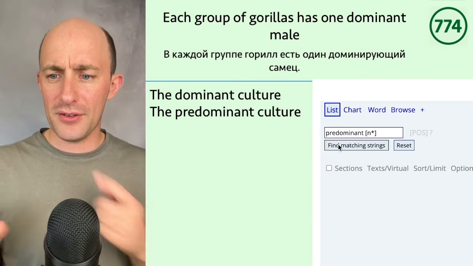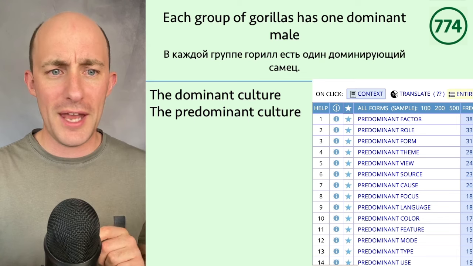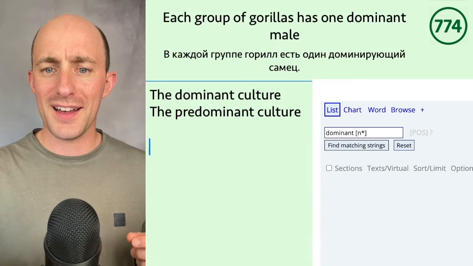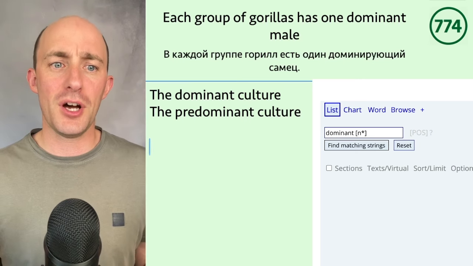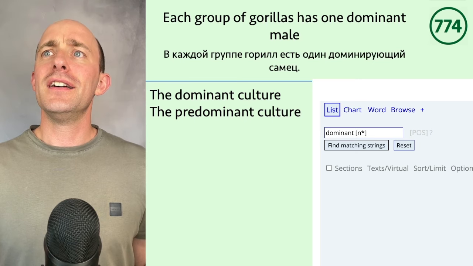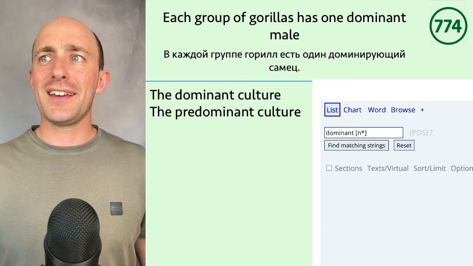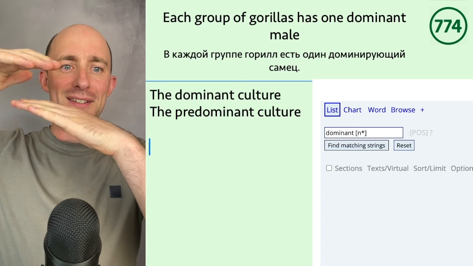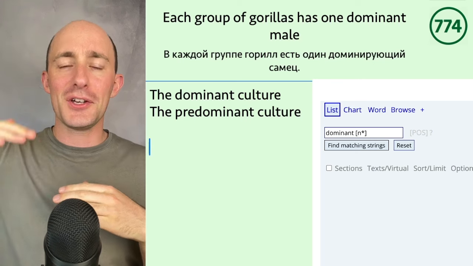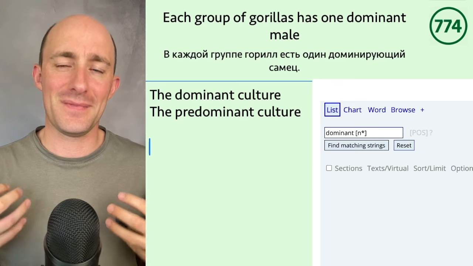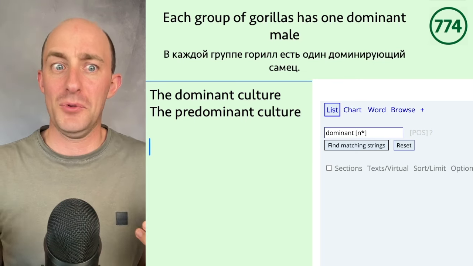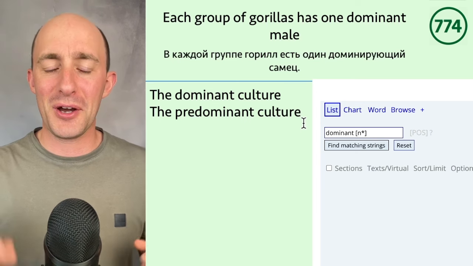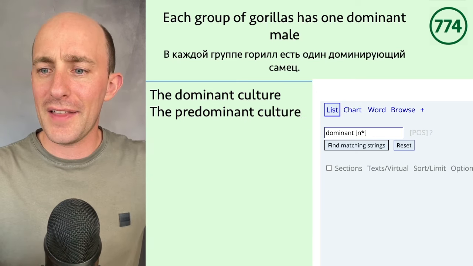I'm actually interested to see how many hits we get for predominant. No, not many. So the word dominant is used a lot more. They're very close in meaning. Dominant sounds like it really is the majority culture. Predominant sounds like, you know, top of the list, but maybe the others are not so far behind. That's how it feels to me. So dominant is more dominant than predominant, but they're both dominant. They're both the majority, the number one.